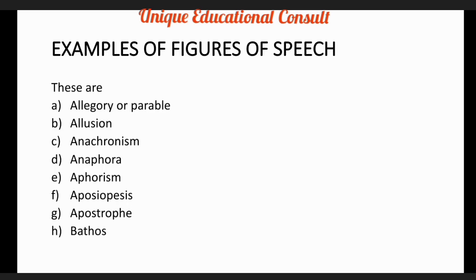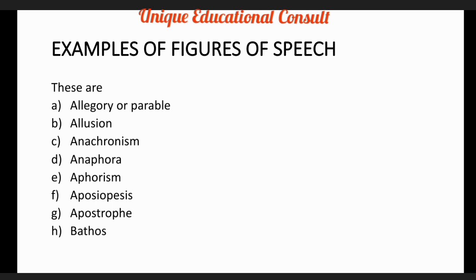These are allegory, or you call it parable. So also we have allusion, anachronism, anaphora, aphorism, aposiopesis, apostrophe, bathos. These are the features or the examples of figures of speech that I'm going to discuss with you today on this channel. So let me start with the first one on the list, allegory or parable.